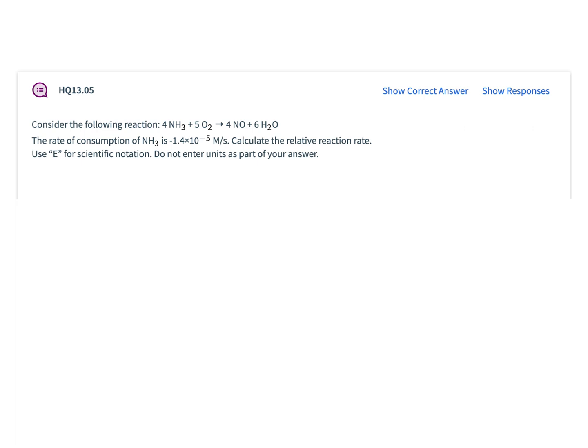And the questions that we did in class, again, I don't really like a few of these early questions in Top Hat because they're asking you for the average reaction rate, not the relative rate, because the relative rate is what we were doing in class. The relative rate, for example, is that ammonia is being consumed at 1.4 times 10 to the minus 5 molar per second. We're reporting that rate relative to ammonia.